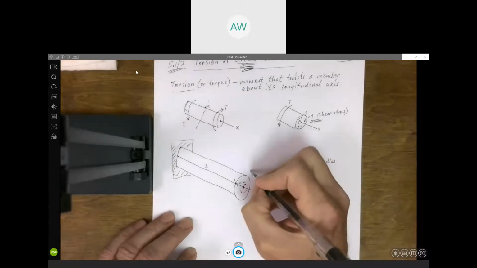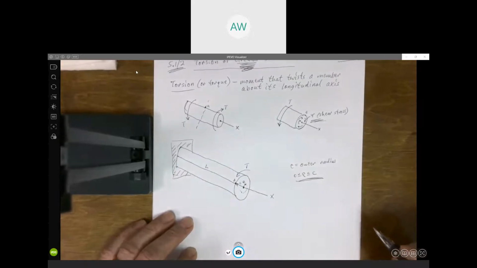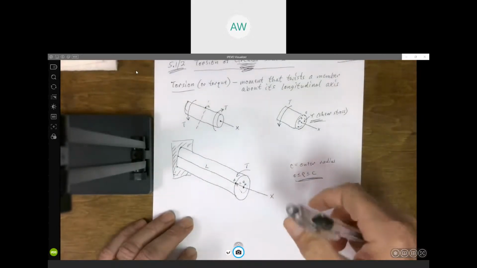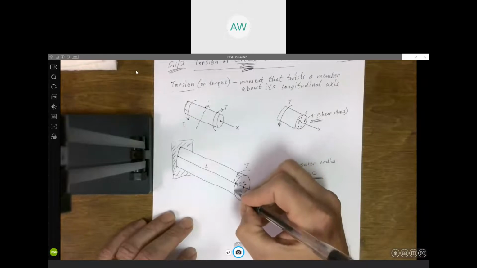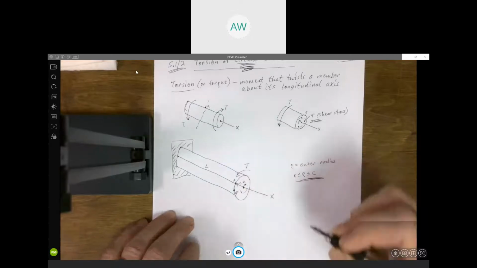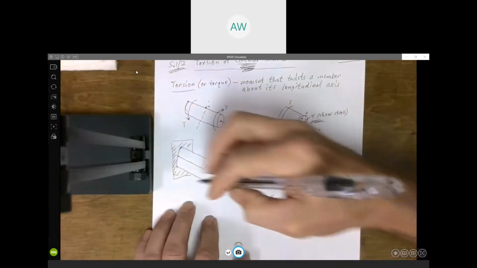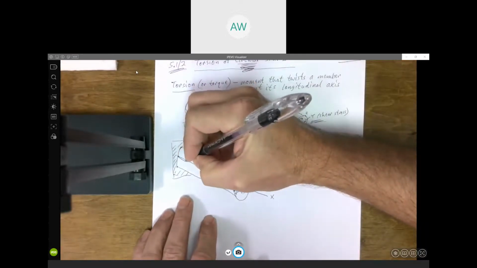If we apply a torque to this circular shaft, it's going to twist. It's going to rotate. Point A here is going to move down to some point here, I'll call A prime. And now I'm going to turn around, see if I can draw another straight line here.